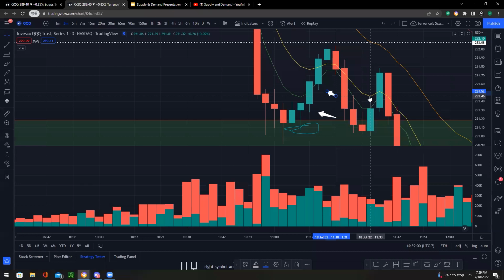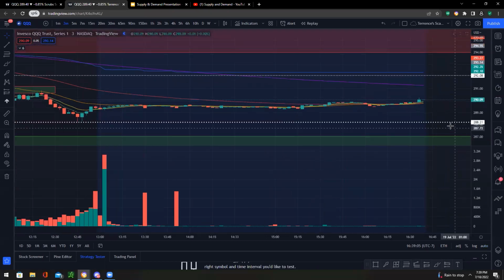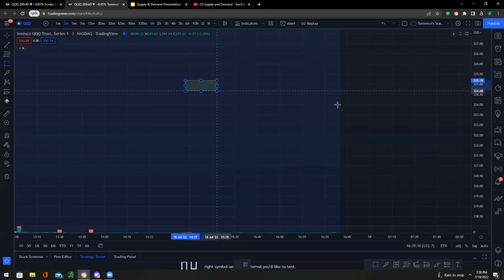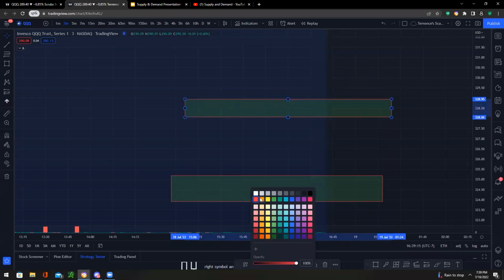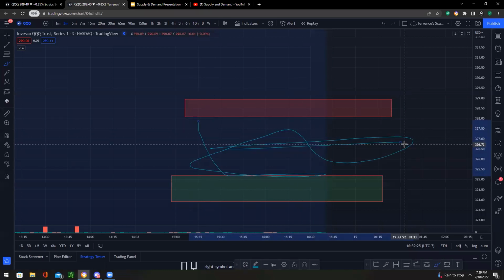Right now, another thing about supply and demand, the reason why I like it so much. So let's go back up here. Let's say this is my demand zone. This is my supply zone. So let's pretend everything in between is considered chop. Everything in between is considered chop, and I don't trade it. This is mostly retail traders and small liquidity.